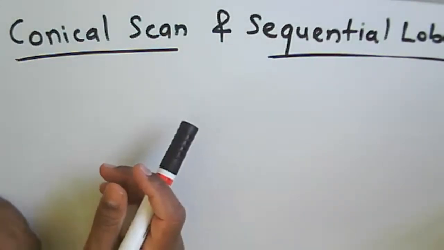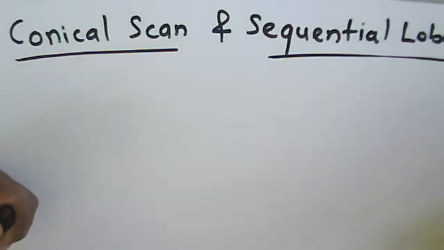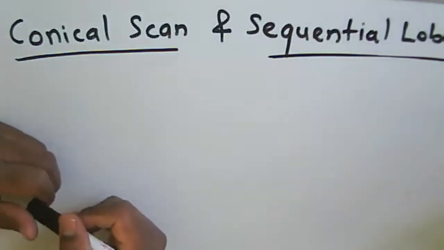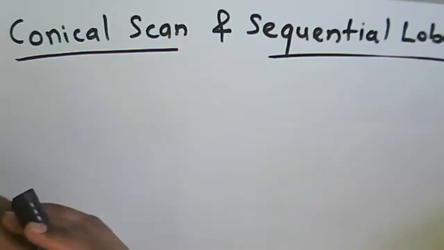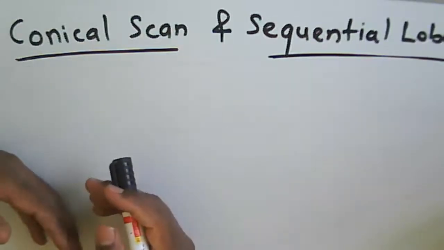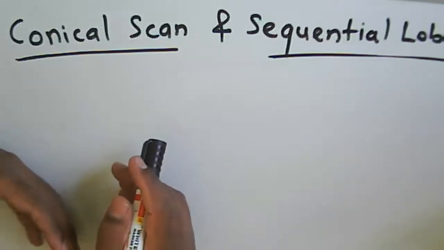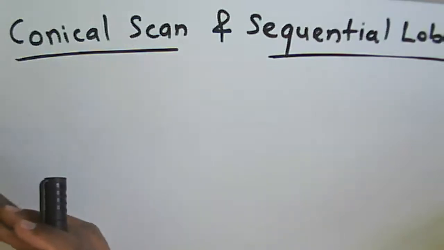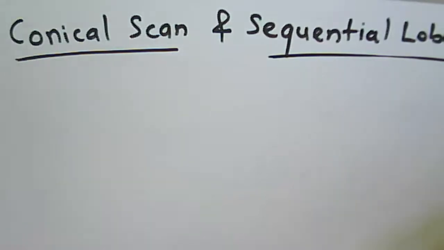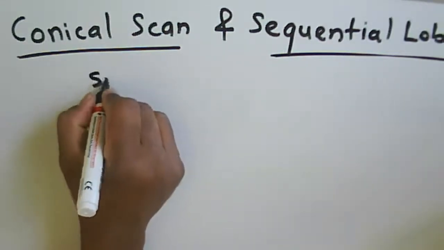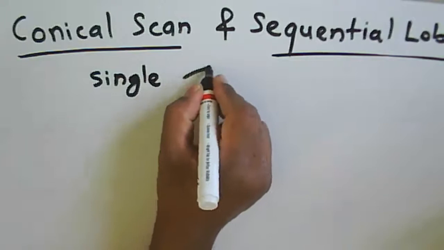So we have seen that in a monopulse tracker, we send a single pulse to the various beams of the antenna, and then we need to track whatever echo signal is received. Based on that echo signal, we need to identify or track the target. So means we have a single pulse, and that single pulse is sent to the multiple antennas.